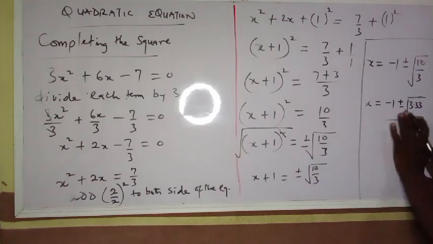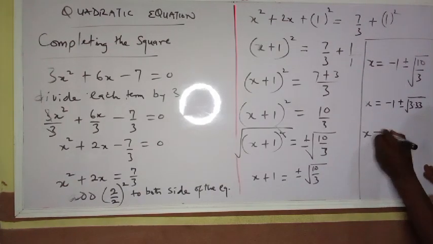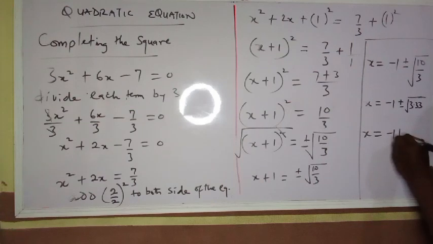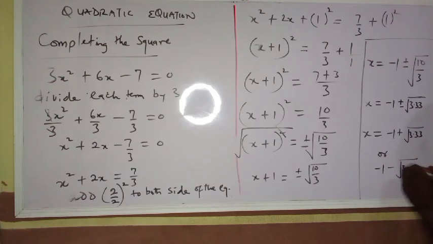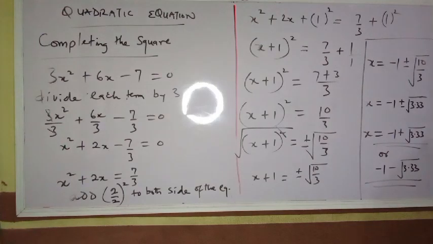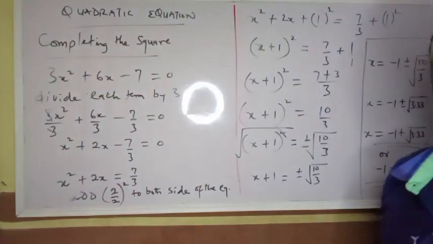So it means the two possible values of x will be x is equal to minus 1 plus the square root of 3.33, or minus 1 minus the square root of 3.33. Those are the values of x using the completing the square method.